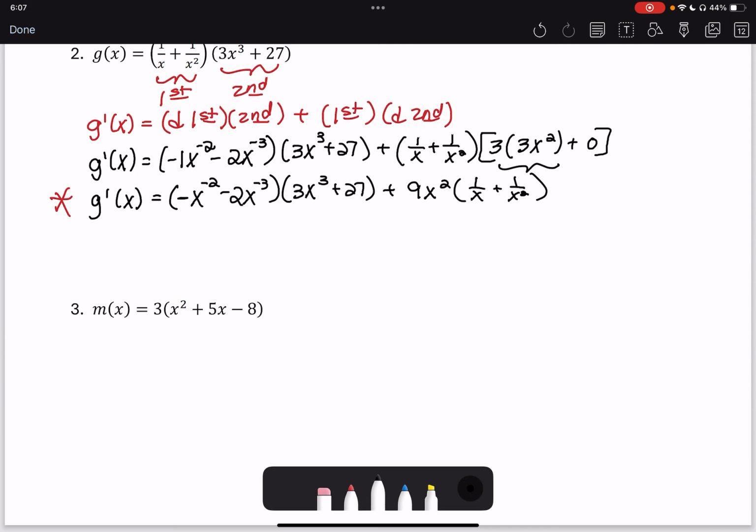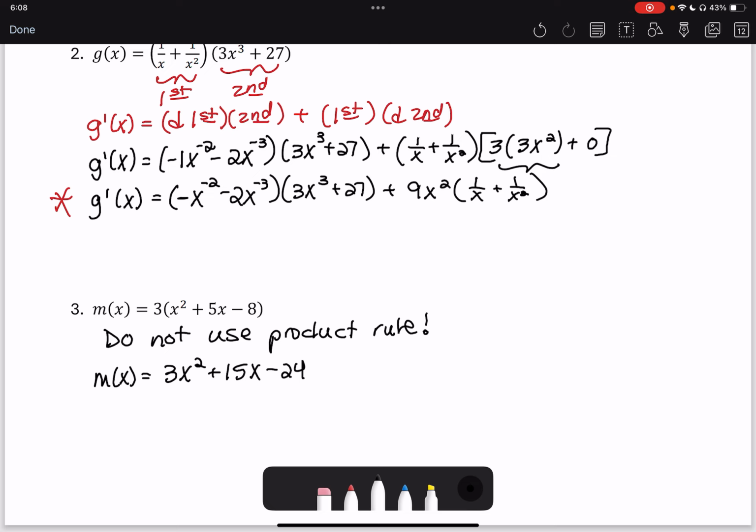Now, this particular problem here, number 3, do not use the product rule. Okay, so what you have to remember is sometimes we want to just rewrite the function and then just use our basic derivatives, okay? So what I mean by that is my m of x function, I can just distribute the 3, so it'll be 3x squared plus 15x minus 24, and then I just want to use basic derivatives.